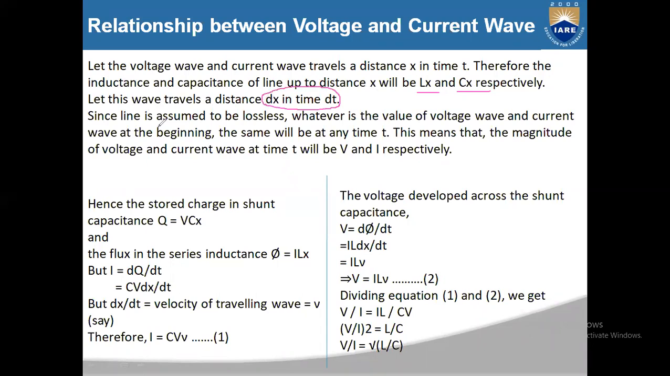As we have assumed the line to be a lossless transmission line, there will be no voltage and current drops. So whatever the voltage and current at the beginning, we will get the same voltage and current after time t also.